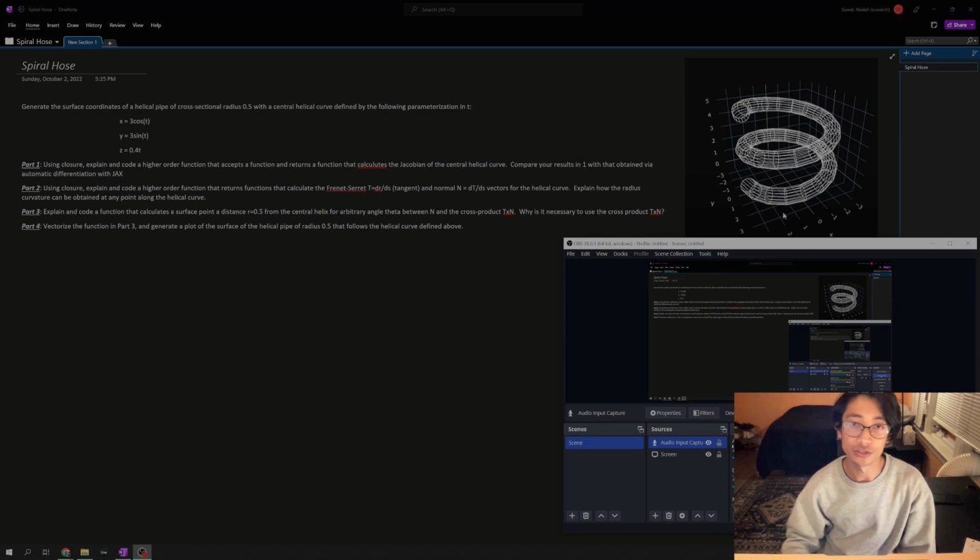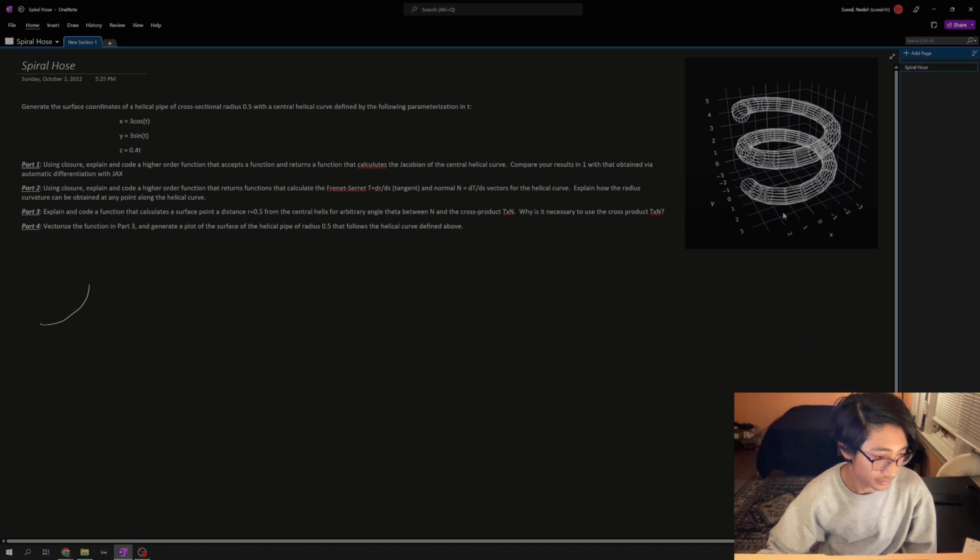Now that we know what a Jacobian is and two different ways we can calculate that in Python, let's take a look at another concept known as Frenet-Serret formulas. What the Frenet-Serret formula will help us do is calculate these three vectors, two of which we will use in order to find the plane in which our circular cross sections for the hose will exist. So let's take a look at our curve one more time.